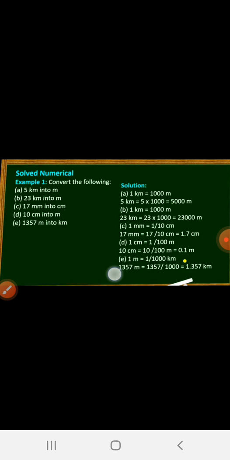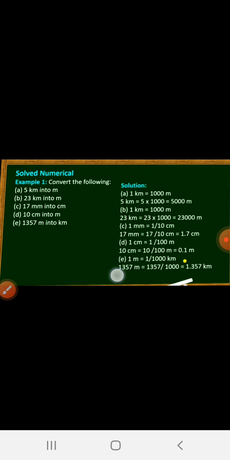Now suppose the first example is convert 5 kilometer to meter. As you all know, 1 kilometer is equal to 1000 meter. So what you are going to do, you are going to multiply 1000 by 5, and the answer will be 5000 meter. Next is 23 kilometers to meter. Again, it will be 23,000 meter.